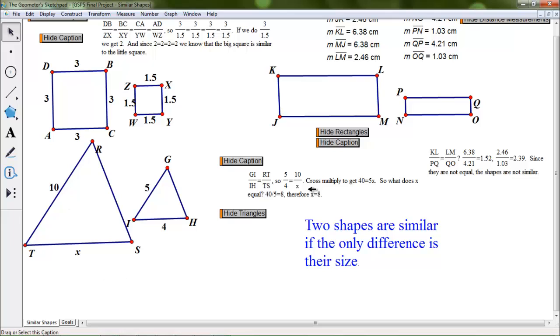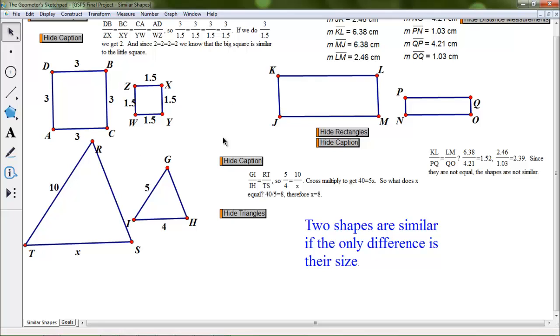In order to find X, we need to cross multiply. So 4 times 10 and 5 times X. We get 40 equals 5X. Then we have to figure out what X equals. In order to do that, we divide both sides by 5 to get X standing alone. And we know 40 divided by 5 equals 8. Therefore, X equals 8.